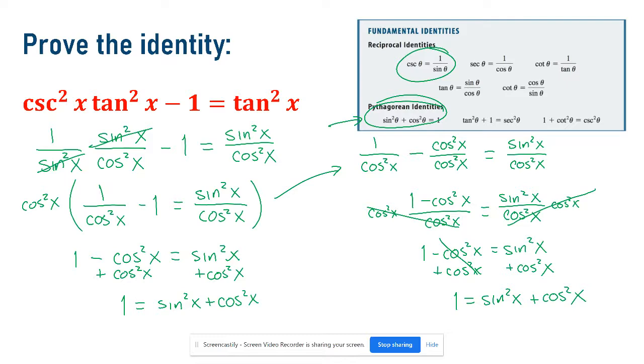But this will also come up a lot where it ends up giving you this sine squared of x or sine squared of theta plus cosine squared of x or theta equals 1. And if you can get it to there, then we know 100% that is always true. So that's a way you can verify the equations as well.